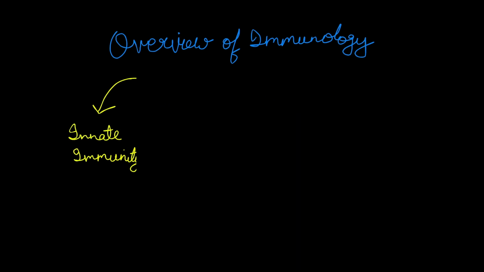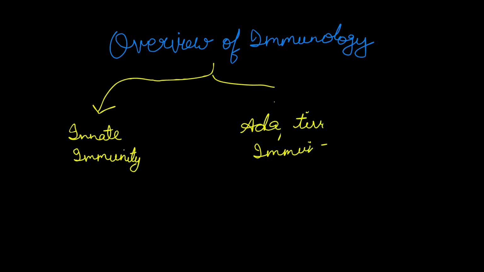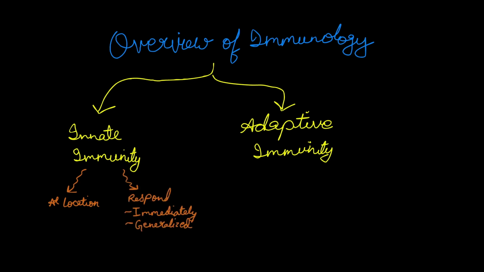So, broadly, the immune system is divided into two parts: the innate immune system and the specific or adaptive immune system. The innate immune system consists of components that are already present at the site or location of infection, and it responds immediately but in a generalized manner.